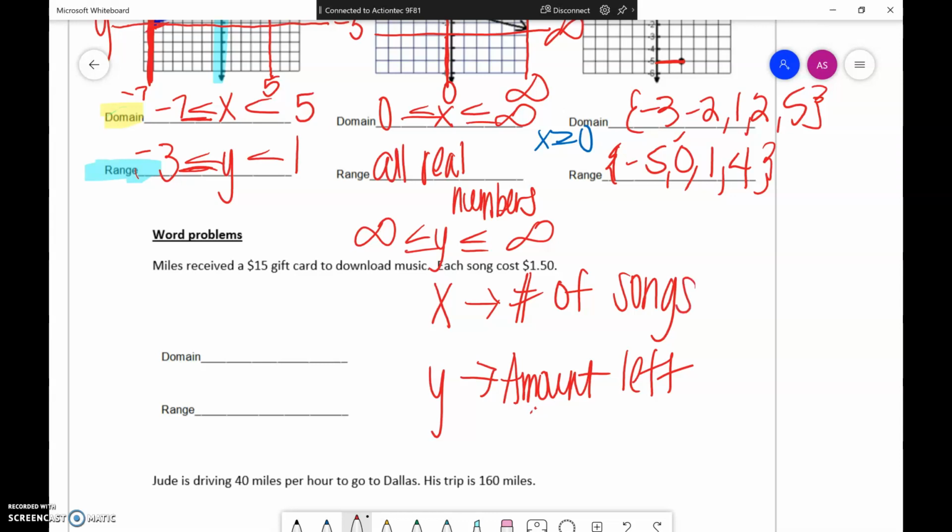We want to think about what's the maximum amount and what's the minimum amount. So we know he can buy 0 because he can get the gift card and he could decide to just not use it, right? Okay. The max would be 10 because if I divide 15 by 1.50, that'll give me 10. Now the thing is, this is a discrete situation because he cannot buy half a song. He has to buy 1 song, 2 songs. He can't buy 2.3 songs. So I'm going to have 1, 2, 3, 4, 5, 6, 7, 8, 9.